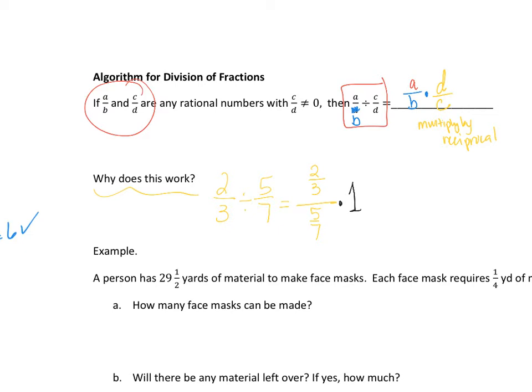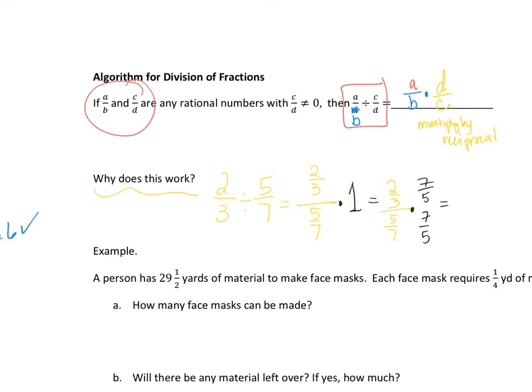And so we're just going to write that as a very special 1. So we're going to have the 2/3 over 5/7. And the fancy 1 that we're going to use is 7/5 over 7/5.